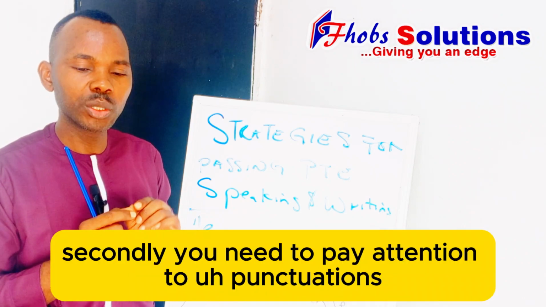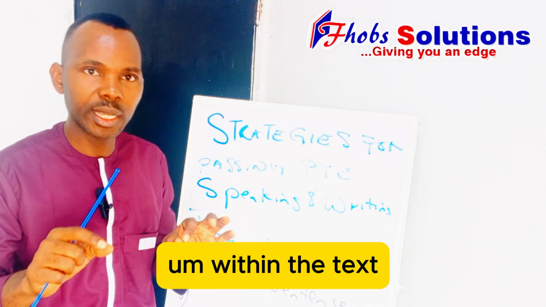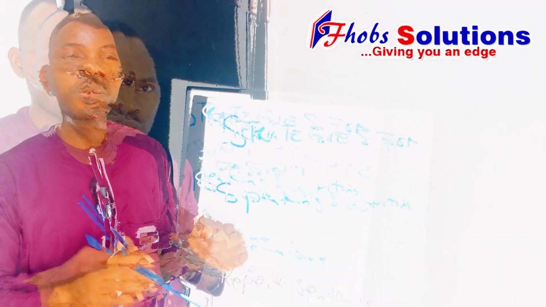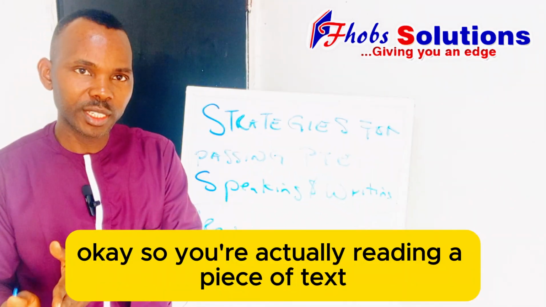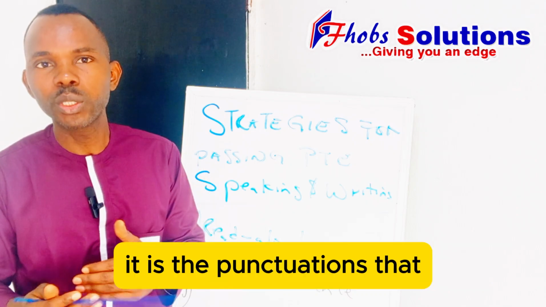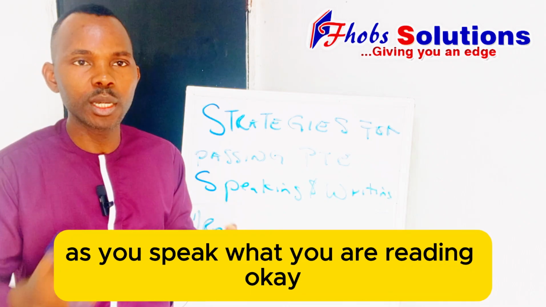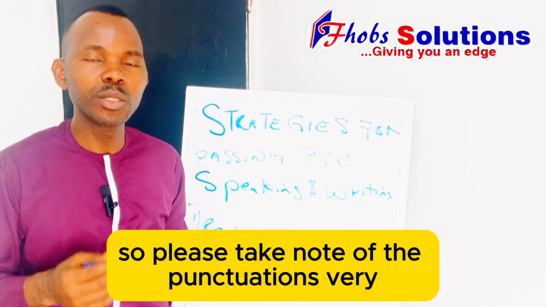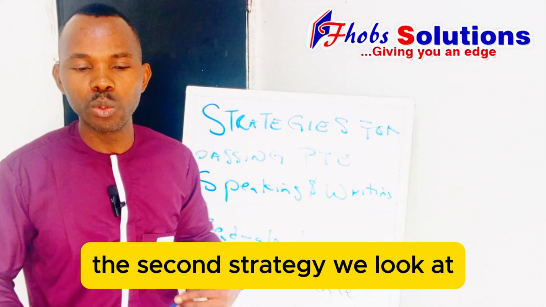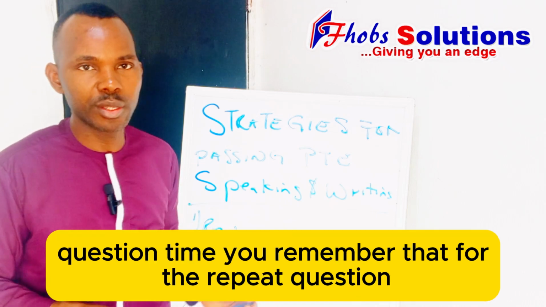Secondly, you need to pay attention to punctuations within the text. So as you read the text, when you see a comma, it means pause. Okay, so you're actually reading a piece of text, and this text will have punctuations. It is the punctuations that guide you as to when to pause as you speak what you are reading. Okay, so please take note of the punctuations. Very, very important.